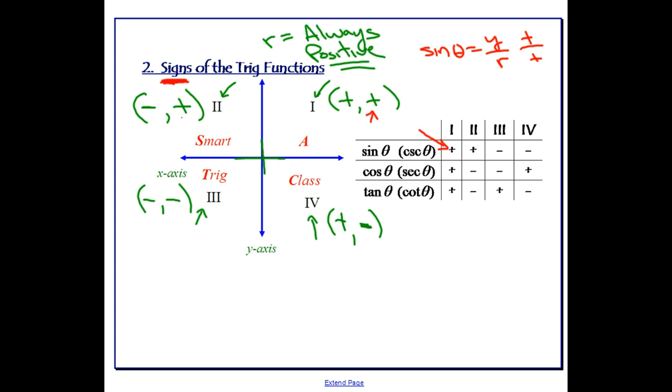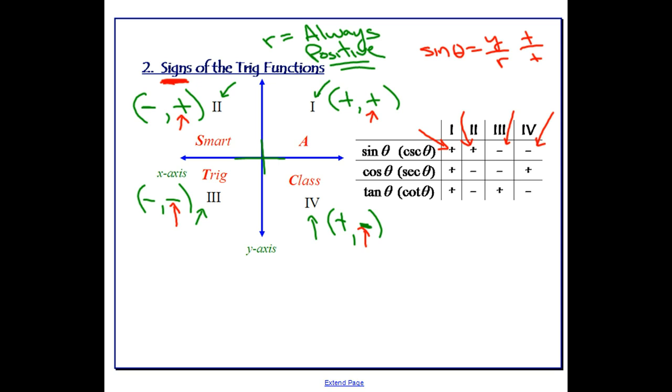Second quadrant, look at that. The y coordinate's positive. Sure enough, sine is positive. Third and fourth quadrants, look at that. The y coordinate's negative. And so in the third and fourth quadrants, the sign is negative. Because again, we're not worried about r. R is kind of irrelevant here. It's always positive. We're worried about the sign, kind of worried about the y coordinate.